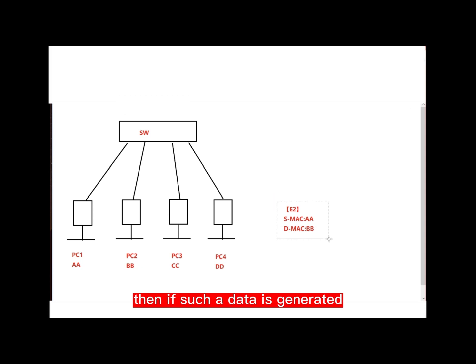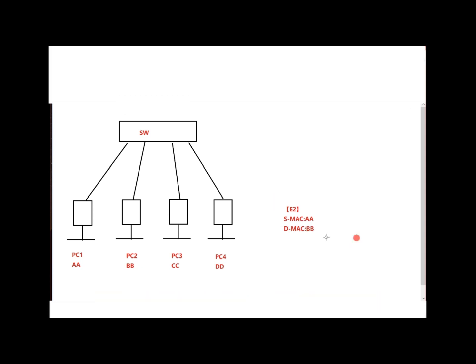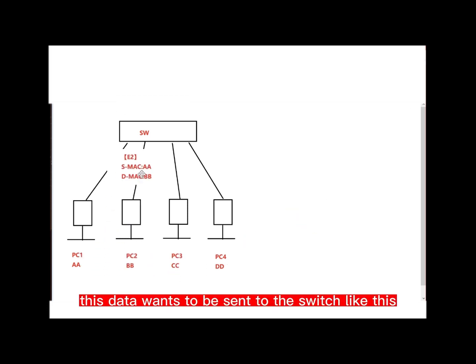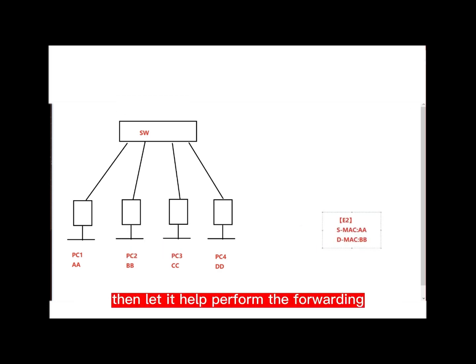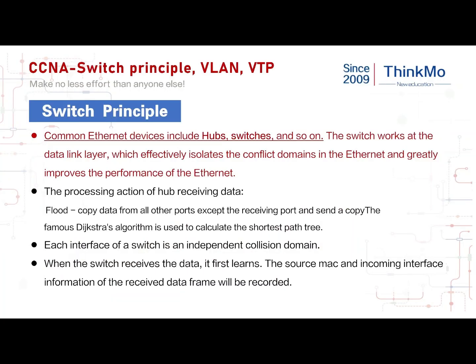Then if such a data frame is generated, it proves that they have made an ARP request. They have already got PC2's MAC. This data wants to be sent to the switch like this. Then let it help perform the forwarding. For switches, it received a data frame. First it has to learn the MAC address.